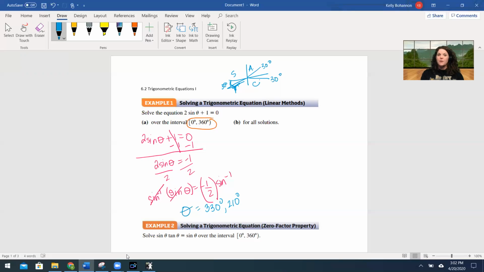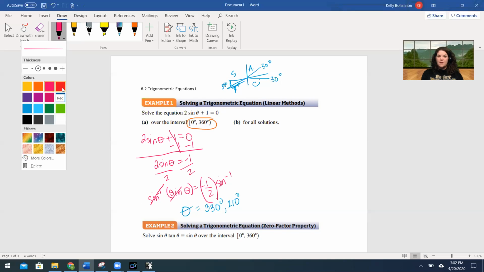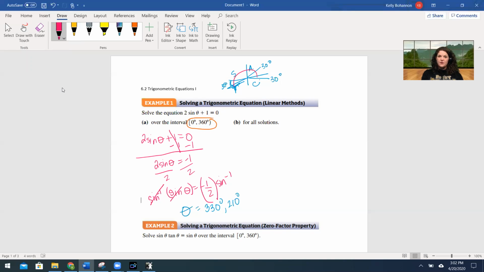So those are my 2 answers. Remember, we said in a period of 2 pi, or 1 trip around the unit circle, in the period of 360, sine would have 2 answers. And there's my 2 answers. Now, when it says for all solutions, that means after the 210 and after the 330, I start going around the unit circle again. So let's say I made my trip around, I got an answer here, and then I get an answer here, and then I decide to go around again. I'll get another answer here and another answer here, and then I go around again, and you would get answer after answer after answer.